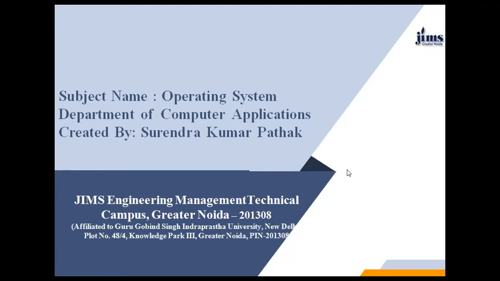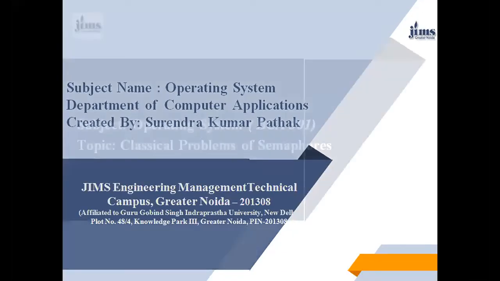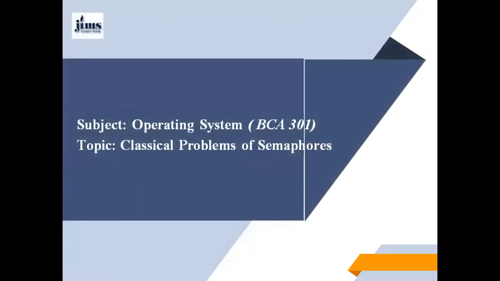What are the types of the semaphore we have discussed? There are mainly two types of semaphore which we have discussed, that is the counting semaphore and the binary semaphore. We have discussed the advantages of the semaphore, disadvantages of the semaphore, wait and signal of the semaphore. We have discussed these things. Now we will discuss some of the classical problems of the semaphore.